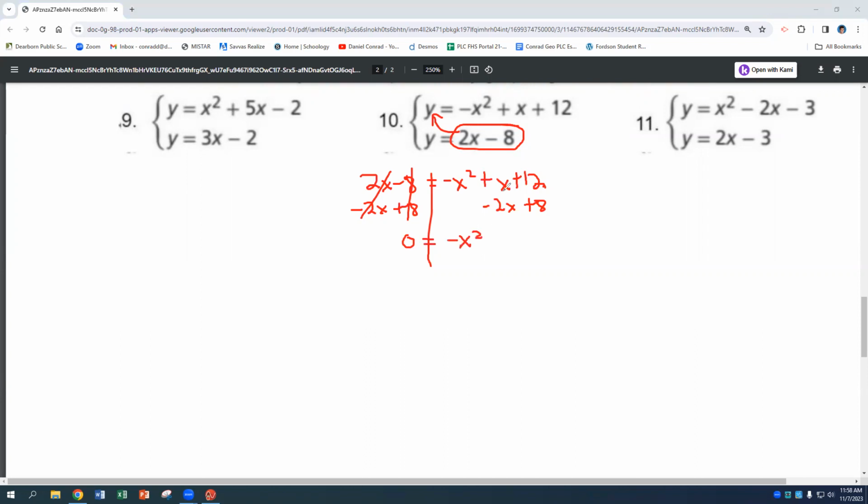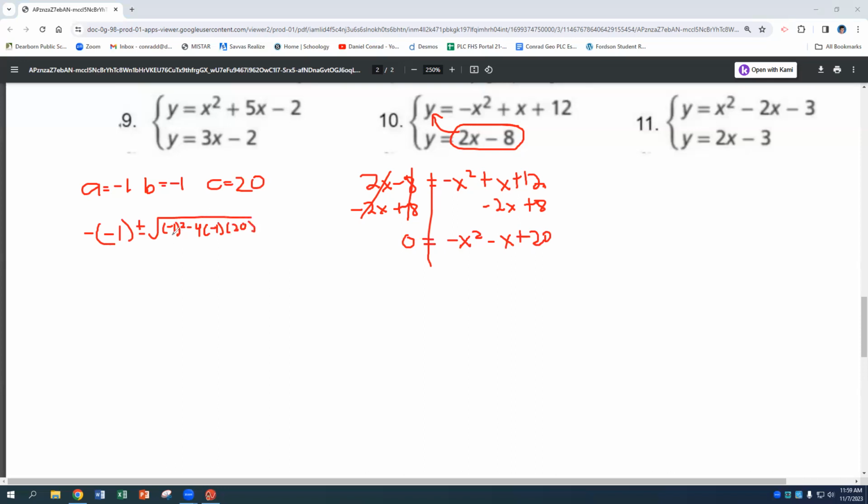Then we have negative x squared. x minus 2x is going to be minus x. And 12 plus 8 is going to be plus 20. From here, we can divide by negative 1 and then factor. If you like factoring, you can divide by negative 1 and then factor. But I'm just going to use the quadratic formula because that's what we've been doing here in 2.6 and 2.7. So A is negative 1, B is negative 1, and C is 20. So opposite of b, plus or minus the square root of b squared minus 4 times a c.